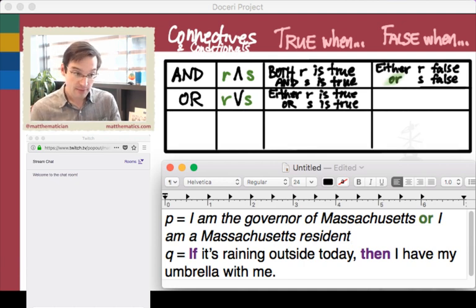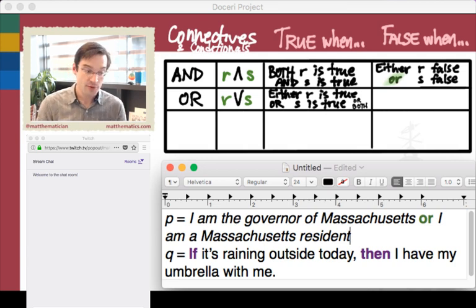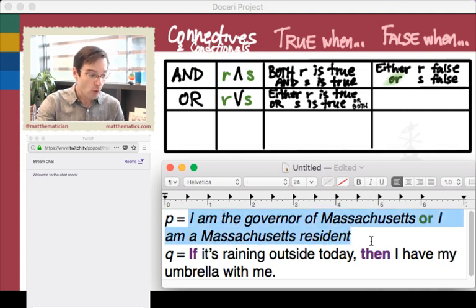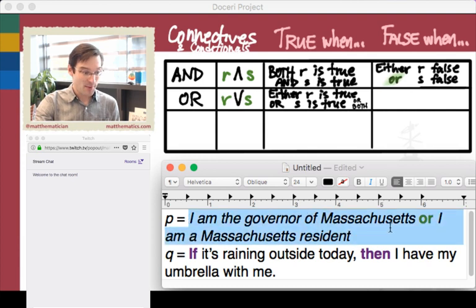And the thing that I should say here is that the disjunction will also be true in the case where both R and S are true. So I'm going to add in here, or both. So if both R and S are true, then the disjunction R or S is true as well. So if I'm walking into court and making this claim, I'm the governor of Massachusetts, or I'm a Massachusetts resident, then in order to prove my case, I just have to prove that one of these two is true. And I'm probably not going to try to prove this one. Probably am going to try to prove this one.